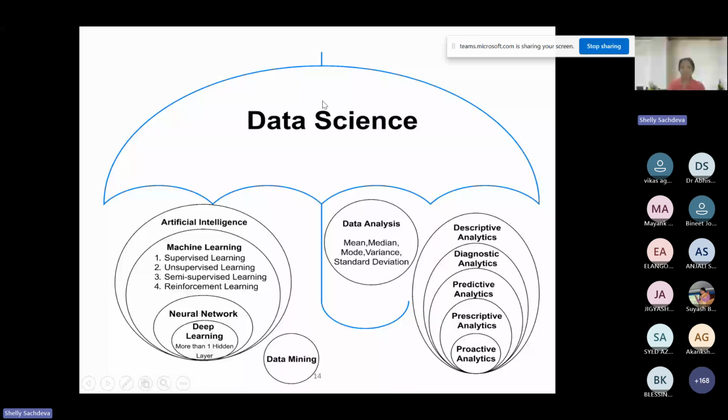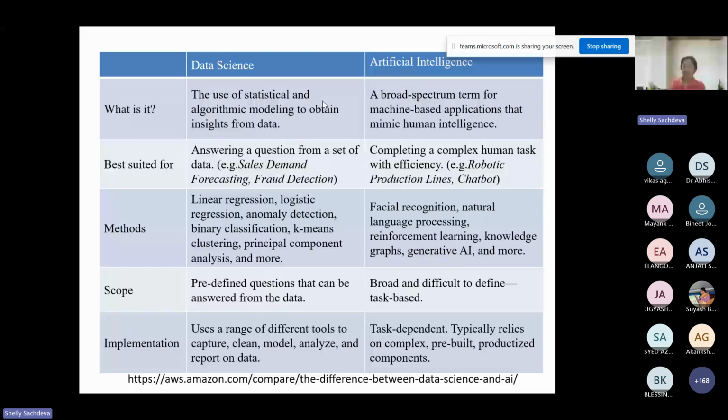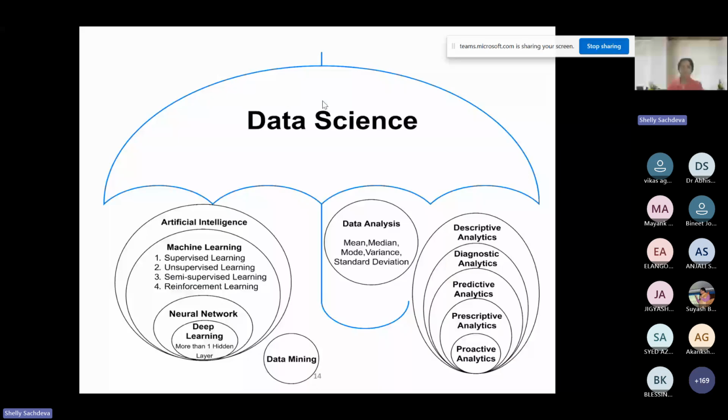But the Amazon slide which I showed, where Amazon compares data science and AI, says that it's not that one is predominantly dominating the other. But while I discussed with some of the scholars and some of the students, they gave me this particular terminology which I had drawn at this particular place, right?